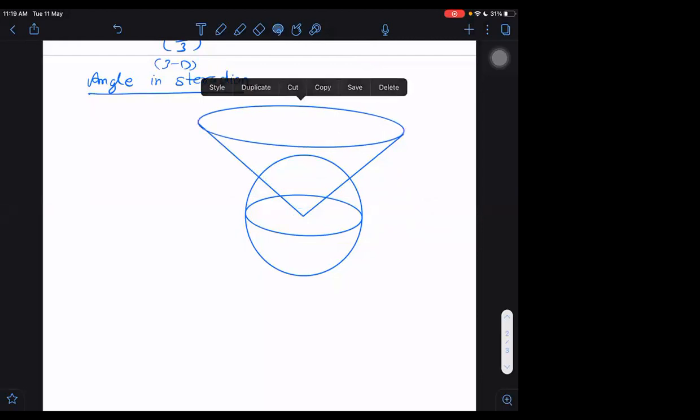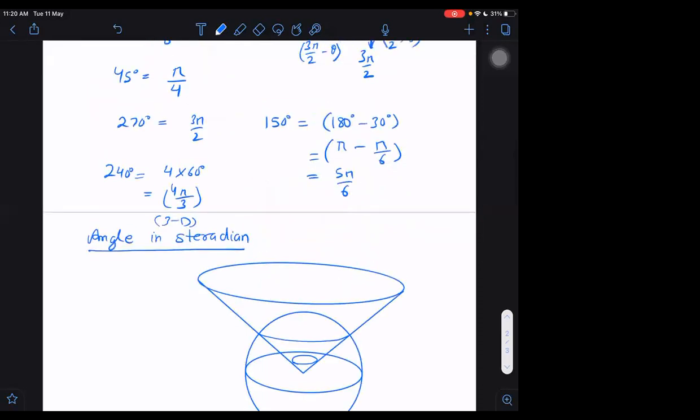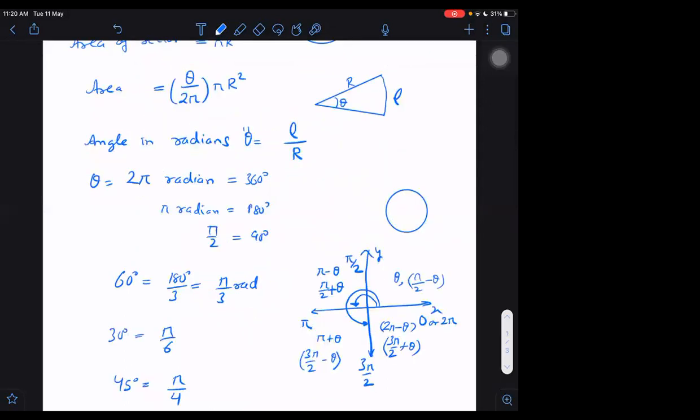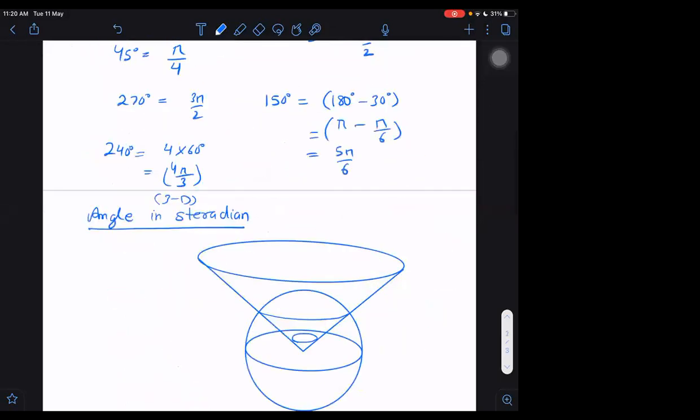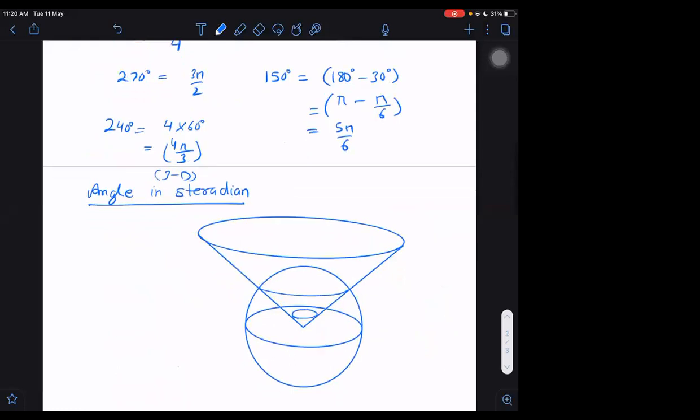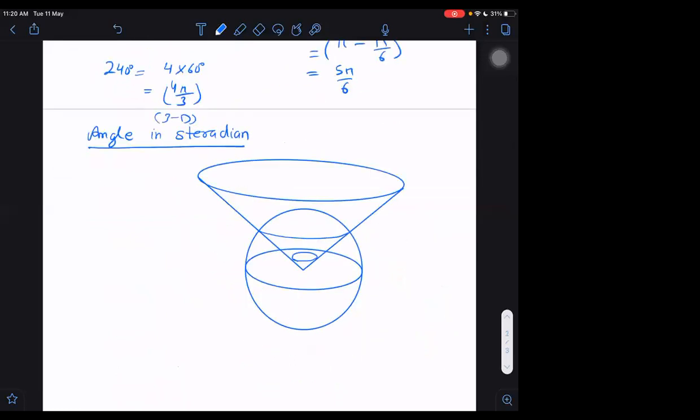This is a cone. I will explain now. This diagram I am drawing so that I can explain it properly. You will understand from here. Steradian does not mean, like last time, length of arc divided by radius. This time we will do a different thing. Instead of length of arc, we will take this area here.